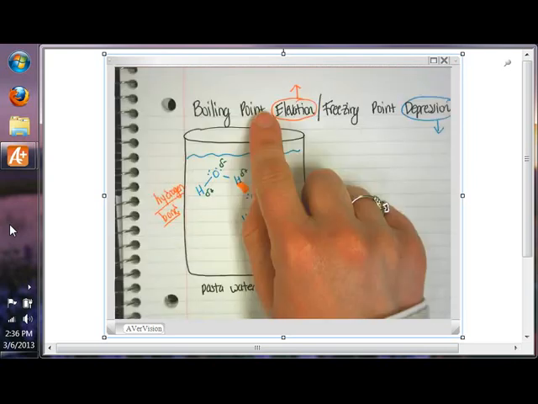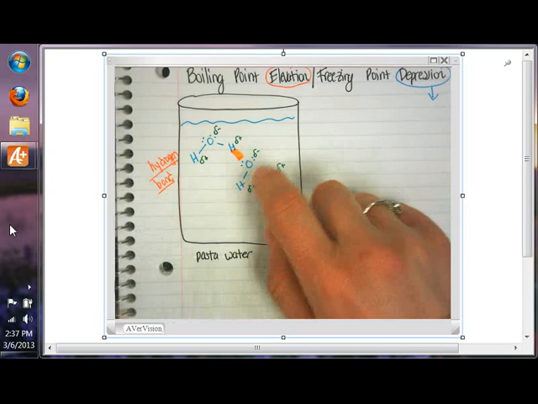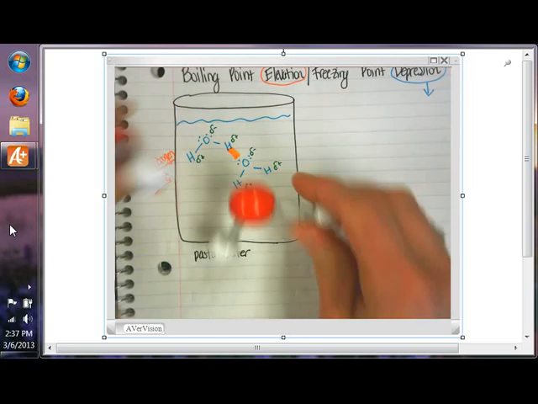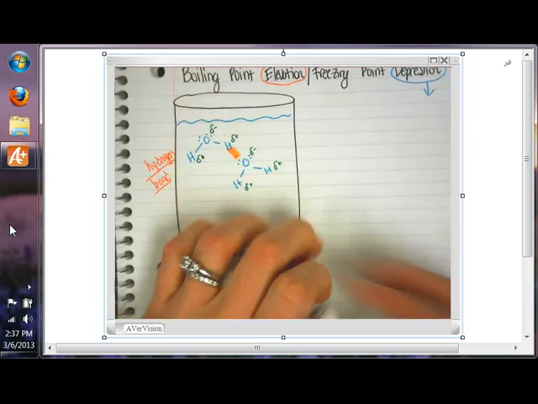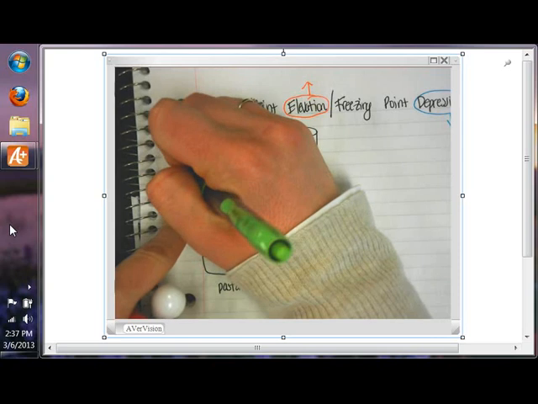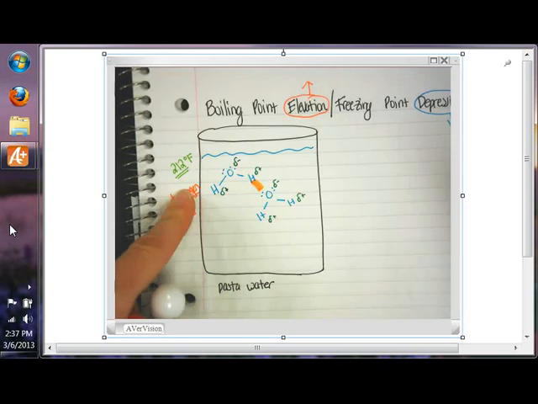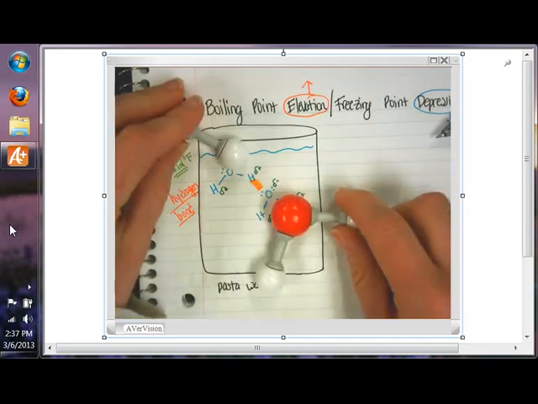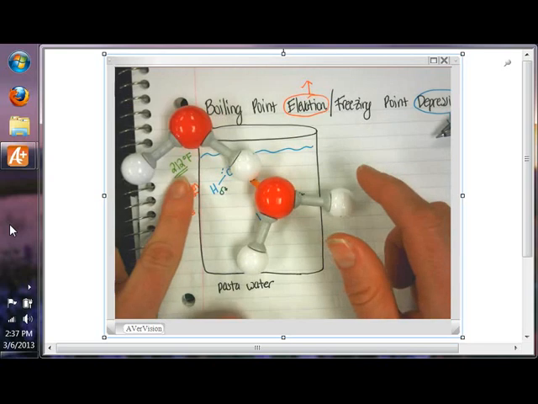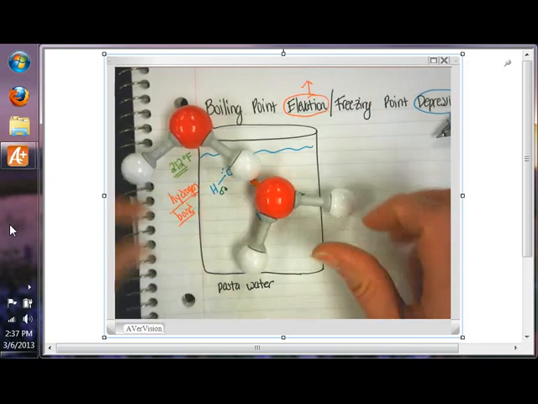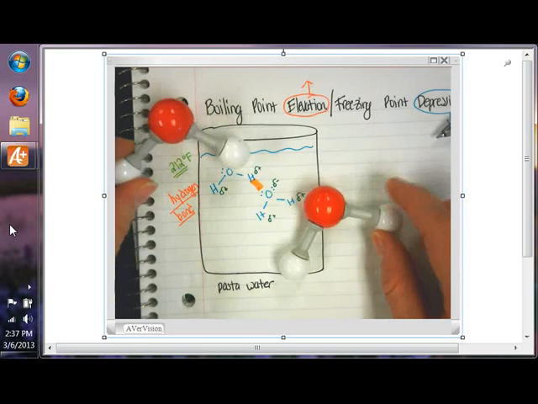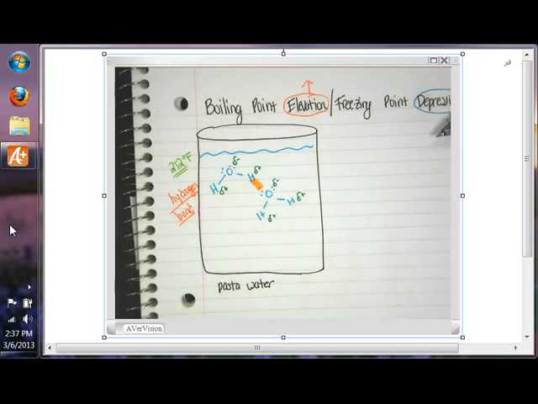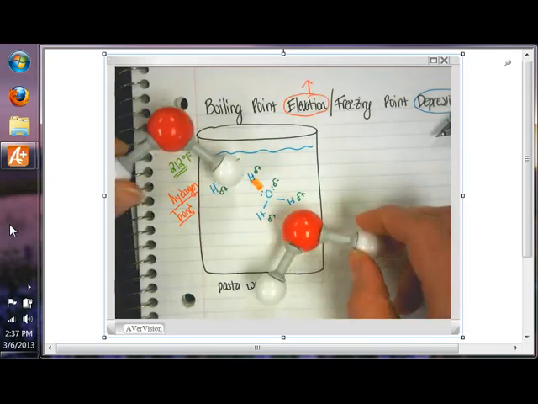Now, when we boil water, all that's really happening is that the hydrogen bond holding the water molecules together is breaking apart. And it just so happens that you need to add 212 degrees Fahrenheit worth of energy, worth of heat, in order to break that bond. So when the water reaches 212 degrees Fahrenheit, those hydrogen bonds break apart and the water molecules are free to float off and become water vapor, and they float in the atmosphere.